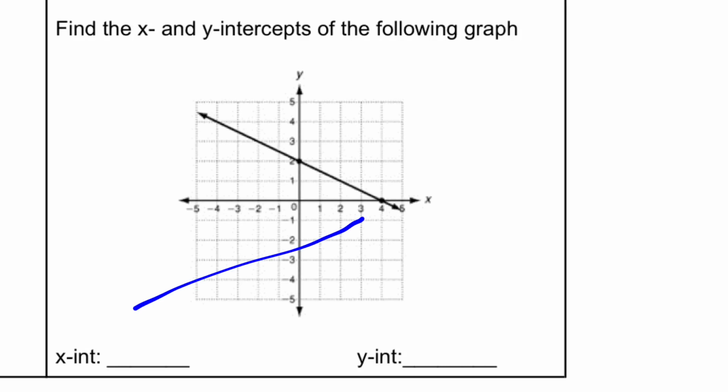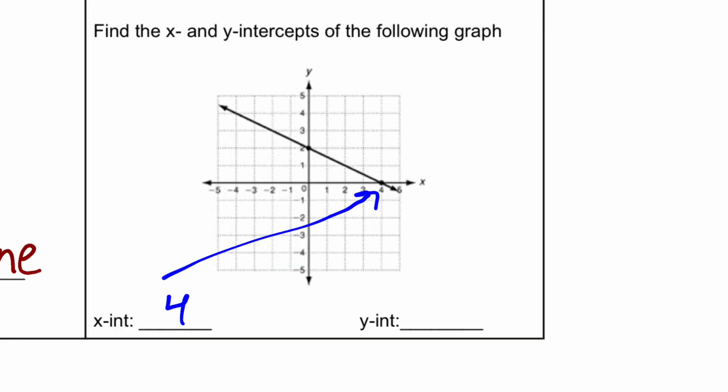The x-intercept is where the line crosses the x-axis here at 4, and the y-intercept here at 2. Guess this problem got on there twice. Whoops.